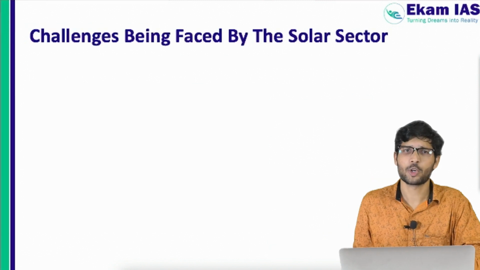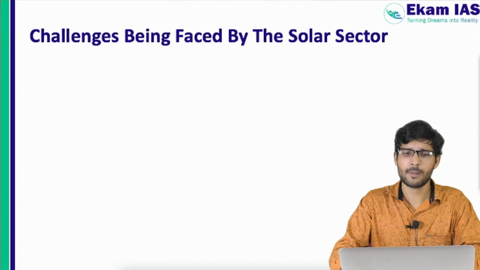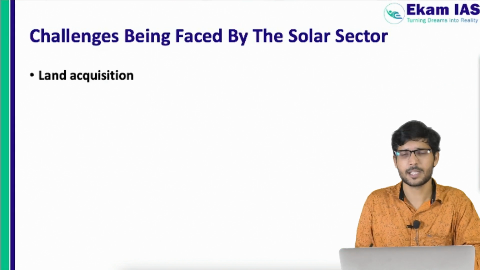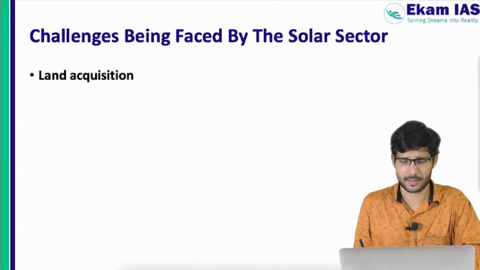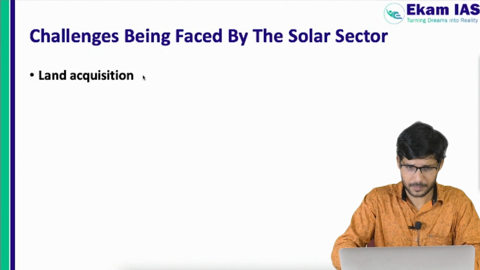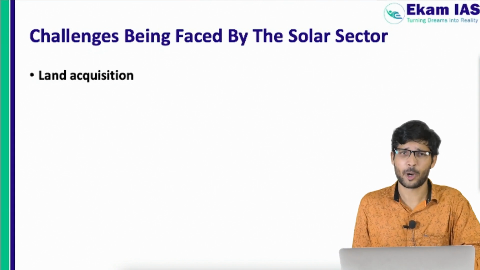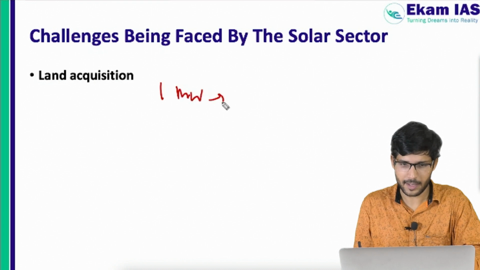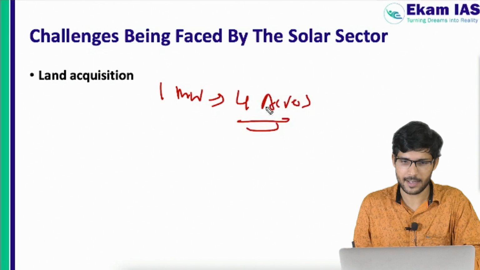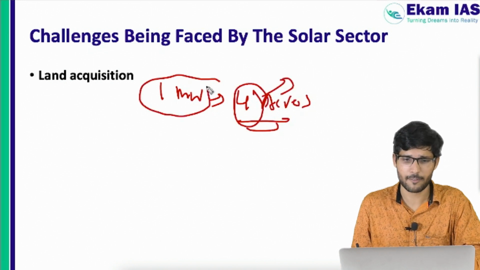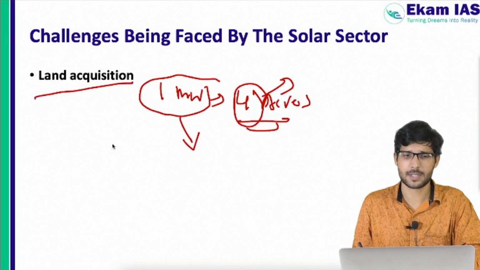So with this, the major portion of this session is over, and now we will be discussing some important challenges faced by the solar power sector. One is land acquisition. Land acquisition is a major challenge. That is, for the production of 1 megawatt of solar energy, at least 4 acres of land is required. So this is a huge amount of land for just the production of 1 megawatt. So that is a major challenge. Land acquisition becomes a major issue.